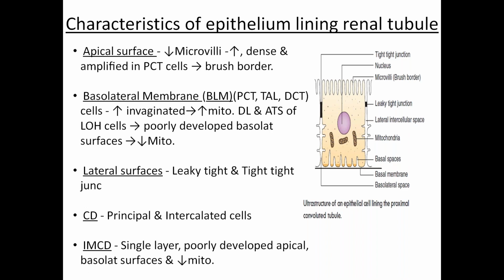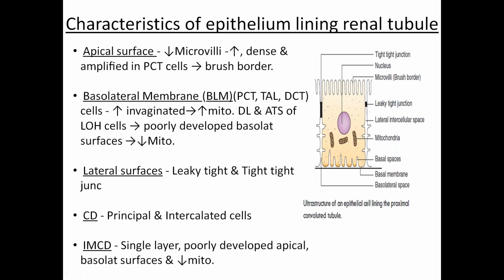Okay, then you have a basolateral membrane. This is the basolateral membrane of the proximal convoluted tubule, the PCT cells, and this is present in the thick ascending segment and also in DCT cells. It's highly invaginated. If you look at these infolds, it contains many mitochondria. These infoldings create basal spaces, as you can see here.